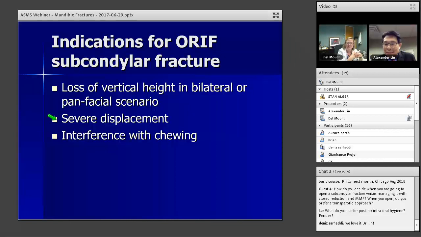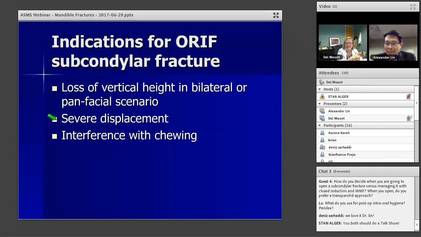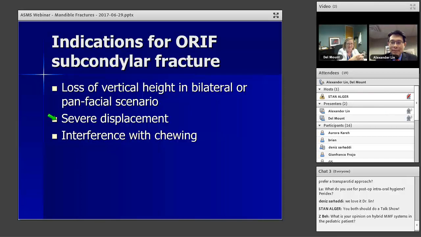Let's handle the question from Lou. What do you use for post-op intraoral hygiene? Peridex. Yes, Peridex, Lou. But it has to be in a short span of time, because one potential complication with Peridex is that it can cause some graying of the teeth, and the last thing you want is this beautiful reduction, great occlusion, and gray teeth. So limit it to a week, maybe 10 days. But saltwater rinses are also a very cheap alternative and do the same thing. Yes, salt water, and the other way to do it is I sometimes say half-strength mouthwash.